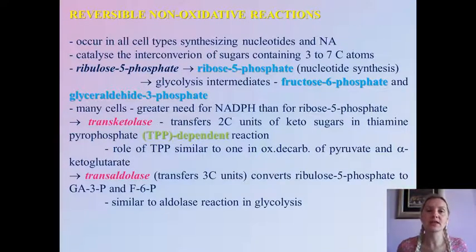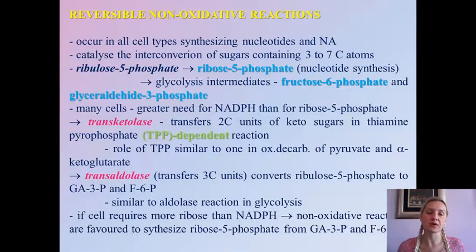Transaldolase is another enzyme of these non-oxidative reactions, and it is responsible for the transfer of 3 carbon fragments, converting sedoheptulose 7-phosphate and glyceraldehyde 3-phosphate to erythrose 4-phosphate and fructose 6-phosphate, intermediates of the glycolytic pathway. Transaldolase activity is very similar to the activity of aldolase in the glycolytic pathway, and the names are also similar.